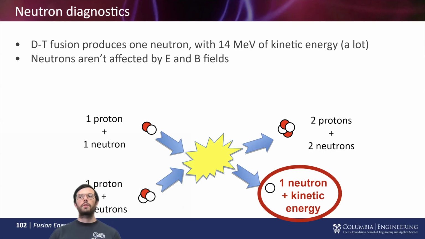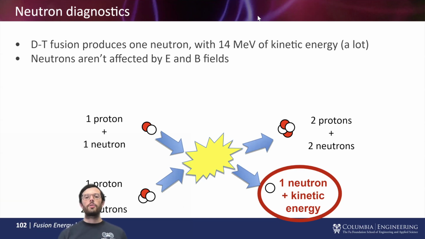And what they do is they just leave the machine because all of our plasma is confined in magnetic confinement by magnetic and electric fields, which are the same, electromagnetic fields. Neutrons aren't affected by those, right? They are neutral. They don't have a charge. So whatever direction they're produced in, which is any direction, it's completely random, they just fly off.